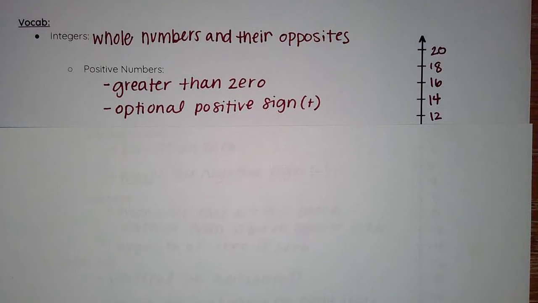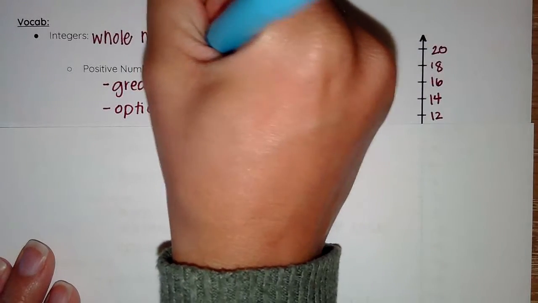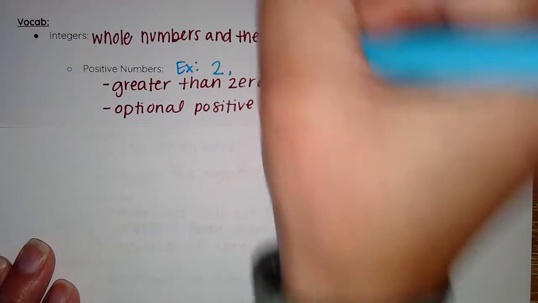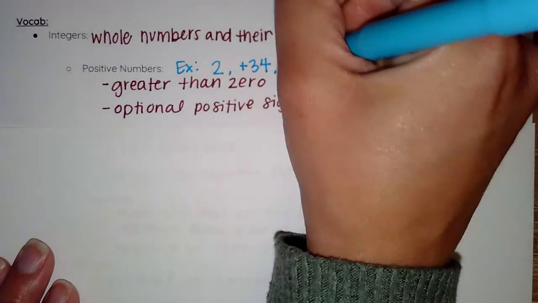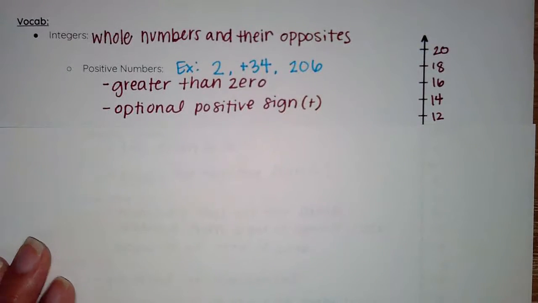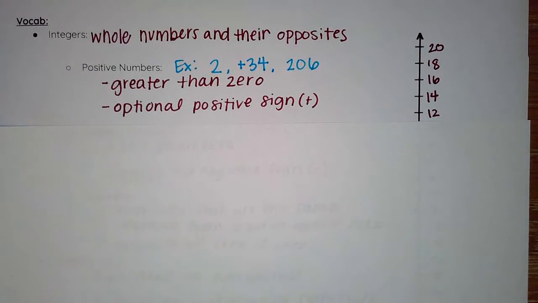Let's go through what positive numbers are. Positive numbers are greater than zero. When we have a positive number, we might use a plus sign, a positive sign, or we might not. Either way, that's okay. Some examples of positive numbers might be 2, or maybe positive 34, or even 206. Any number greater than zero is a positive number.